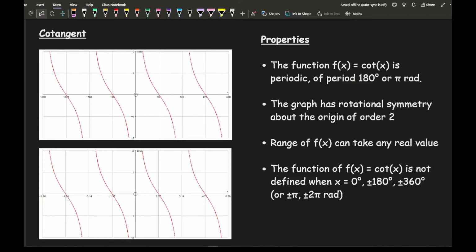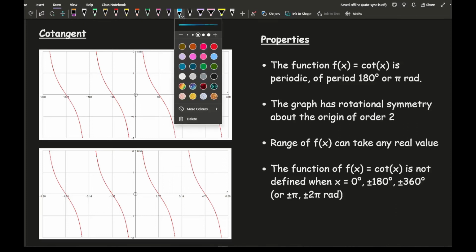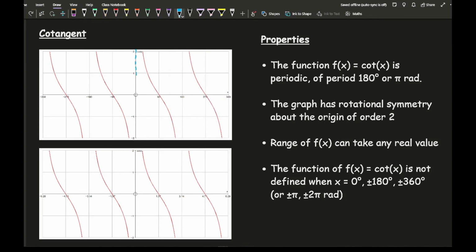Just like with tan x, if you're plotting the graph of tan x, it goes all the way up to infinity. Now the function f of x equals cot x is not defined when x is 0, 180, plus or minus 360, or plus or minus pi, plus or minus 2 pi. All that means is that we can't have values here, because it's going to be close to either minus infinity or positive infinity. And so that's all there is.